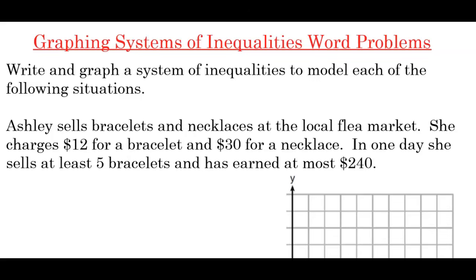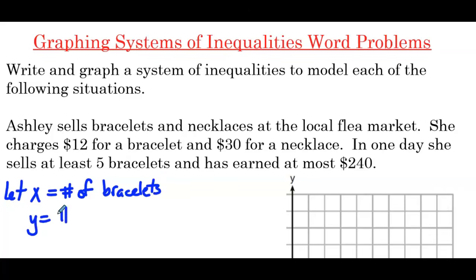Our first example: Ashley sells bracelets and necklaces at the local flea market. She charges $12 for a bracelet and $30 for a necklace. In one day, she sells at least 5 bracelets and has earned at most $240. With every word problem, we have to start by defining our variables. So we'll let X be the number of bracelets that she sells in one day, and Y is going to be the number of necklaces that she sells in one day.